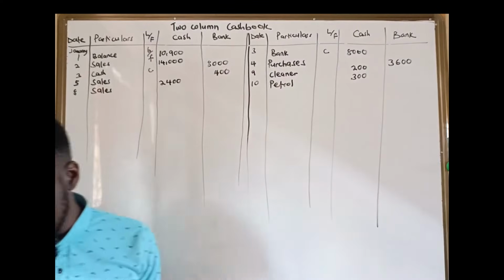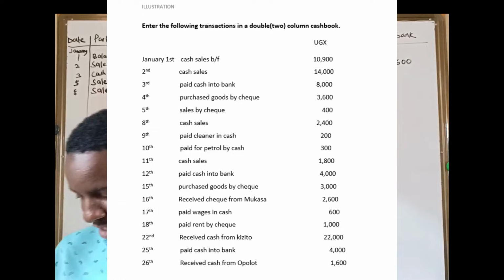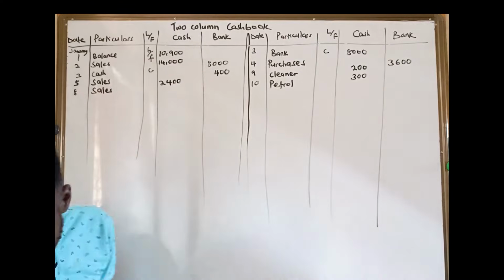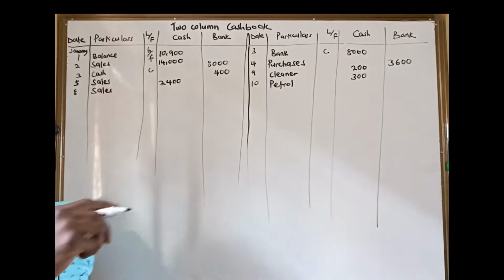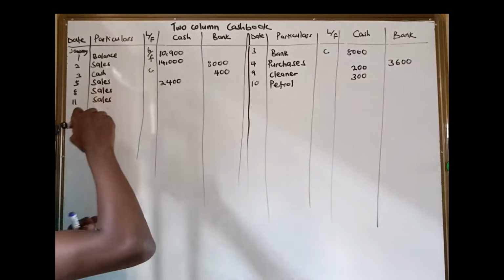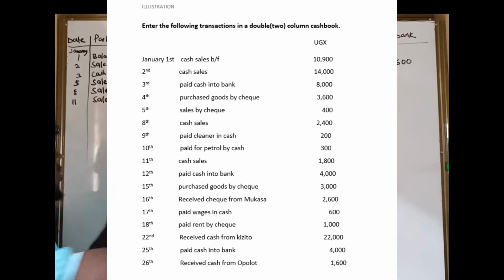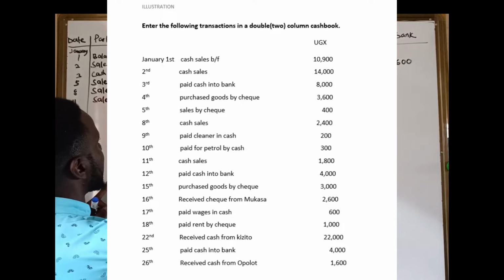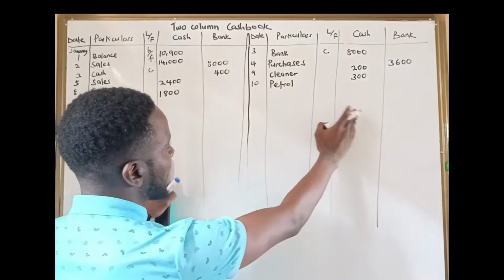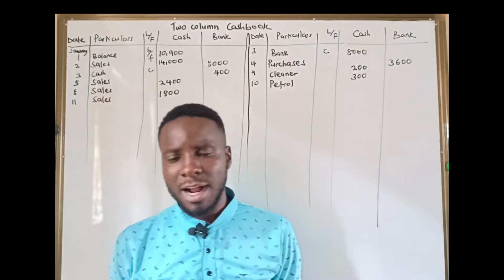Then our next transaction is cash sales still. We have cash sales. So these are sales by cash. So that means we come here. Which date was that? It was on the 11th. So on the 11th, we have sales. They were by cash. They are worth 1,800. So we bring here and say 1,800. So the difference is knowing where to place which amount of money under which column. So that's how we can do our cash book.